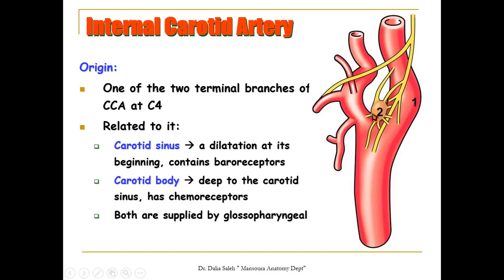And also it is related to a body. It's called the carotid body. It lies deep to the carotid sinus and has chemoreceptors. It has receptors that will detect the chemical changes of the blood, and they are both supplied by the cranial nerve, glossopharyngeal.